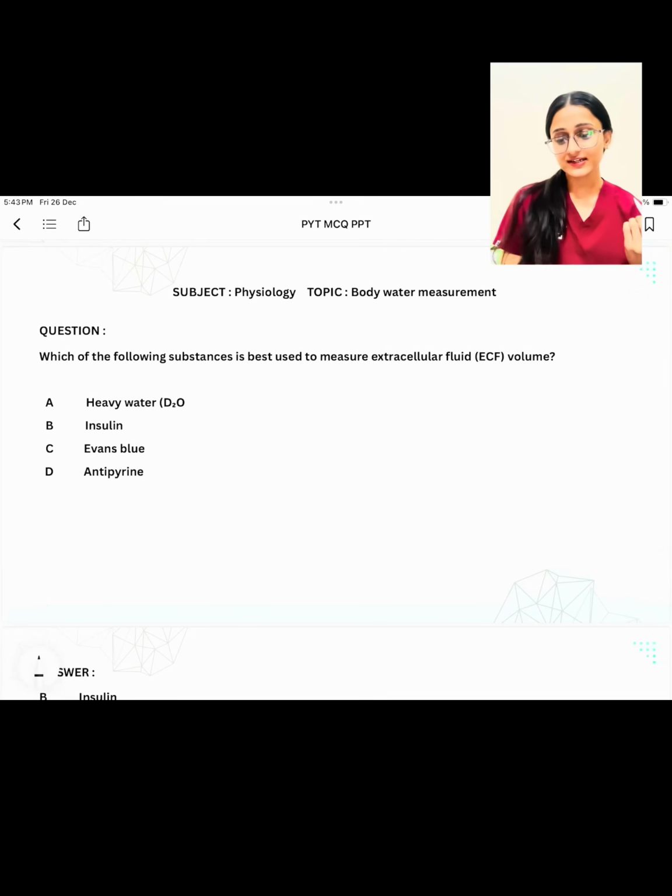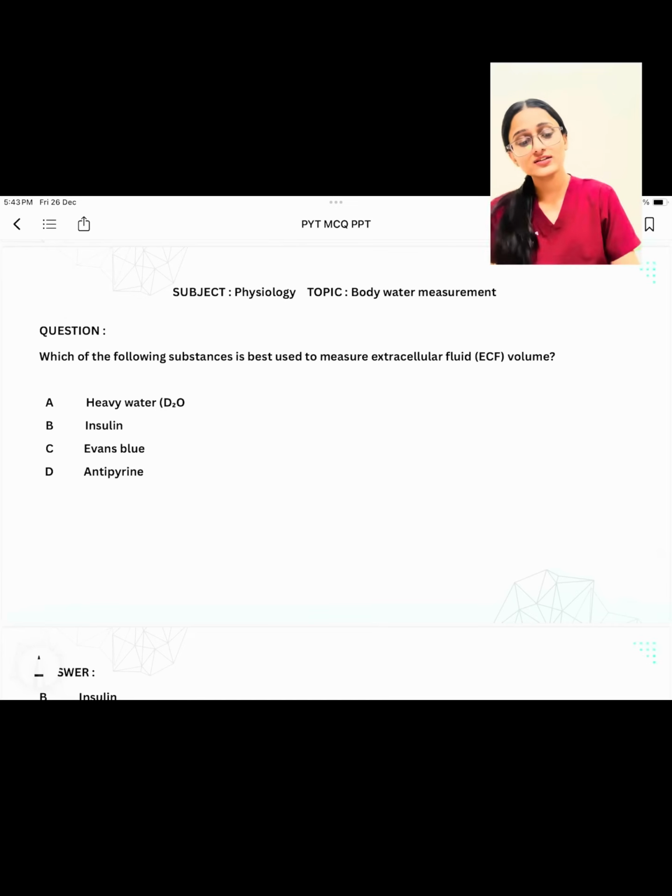Okay, so without any further delay, let's discuss a few of the questions with a little bit of explanation, and let's revise. Okay, let's start with the first question. Which of the following substances is best used to measure extracellular fluid volume? So they are asking how to measure ECF.